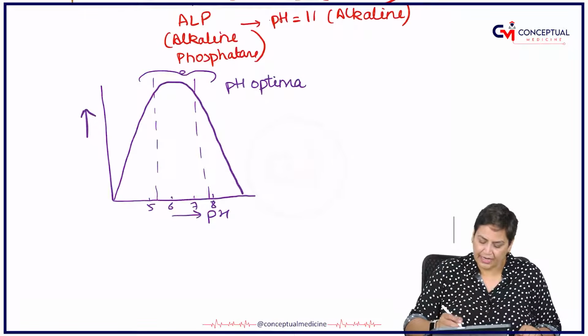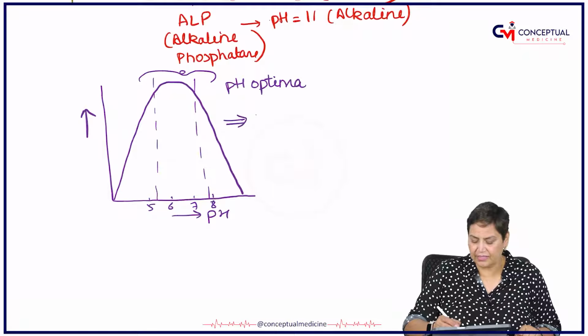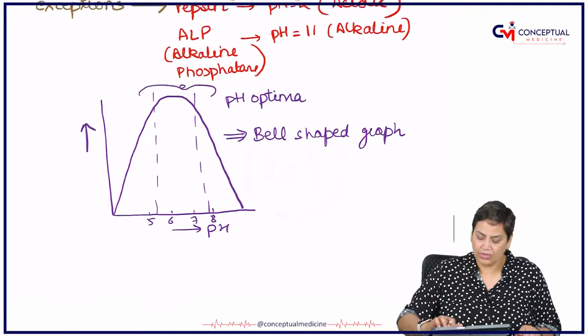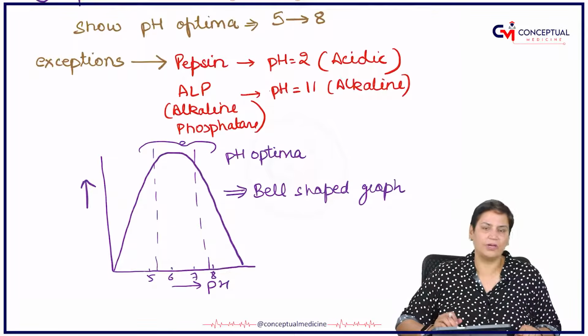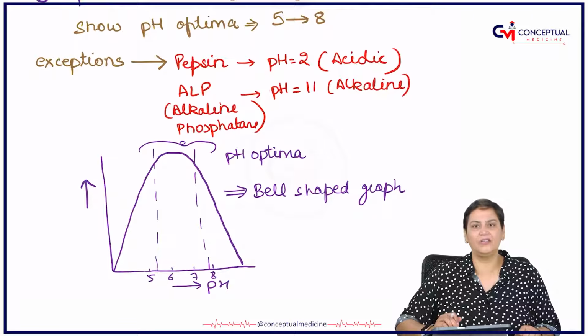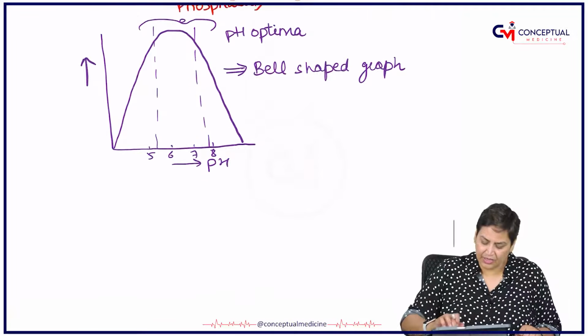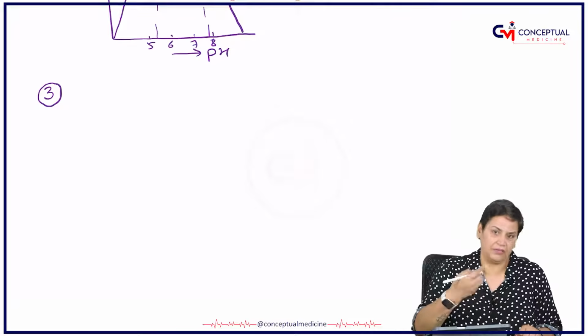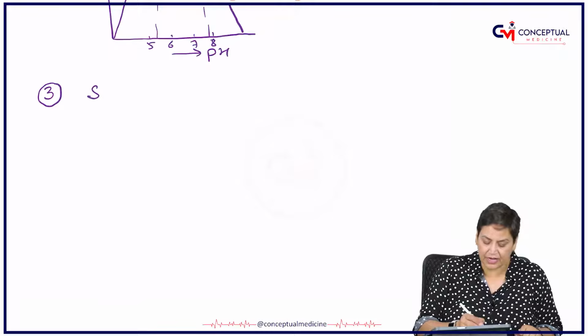Okay, and again if we talk about the graph, it is a bell-shaped graph. So these are the two very important factors which are affecting the activity of the enzyme. Then we come over to the third factor, which is again very important, which is substrate concentration.